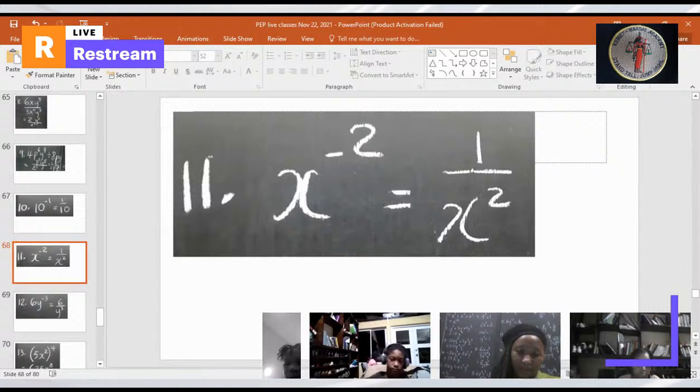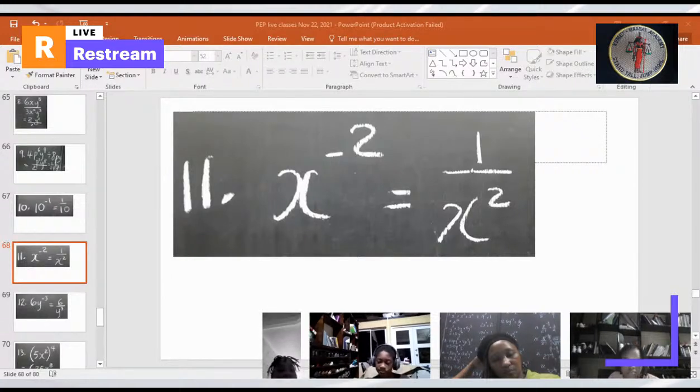Dresha, number 11. Okay, Miss. x to the negative 2. The law is that when it's negative, you'd invert it. So you'd flip it. So x to the first would be x, and then to the negative second, it would be 1 over x squared. All right, so once it's negative, we're going to be inverting whatever the operation is.